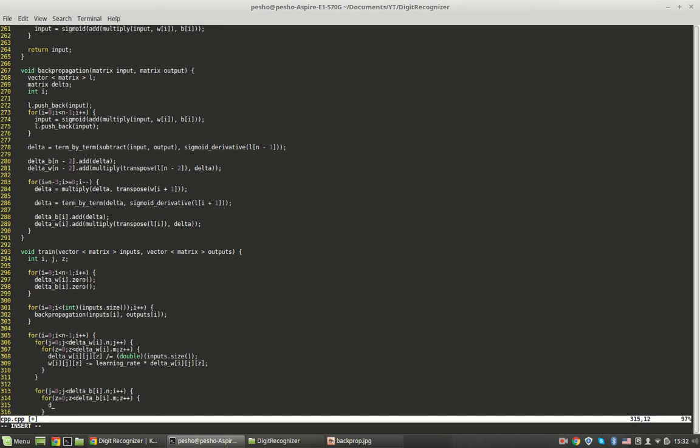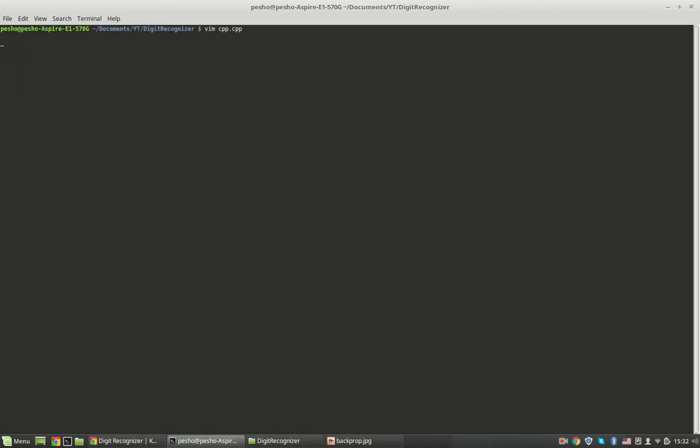Once again, the current delta is divided by the size of the mini batch, and then we make the small change to that bias. So this has to be everything. Let's see if it will compile successfully.